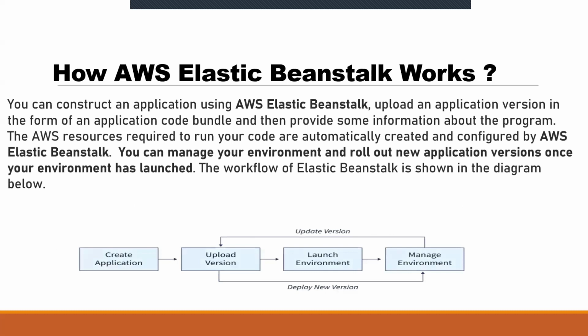Now we'll see how AWS Elastic Beanstalk works. You can construct an application using AWS Elastic Beanstalk, upload an application version in the form of an application code bundle, and then provide some information about the program. The AWS resources required to run your code are automatically created and configured by AWS Elastic Beanstalk. You can manage your environment and roll out new application versions once your environment has launched. The workflow of Elastic Beanstalk is shown in the diagram below. You can see the diagram.